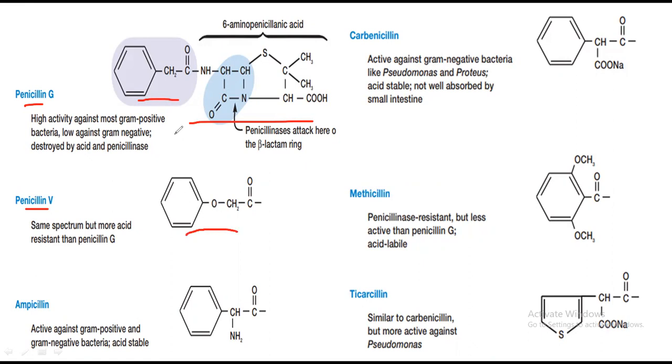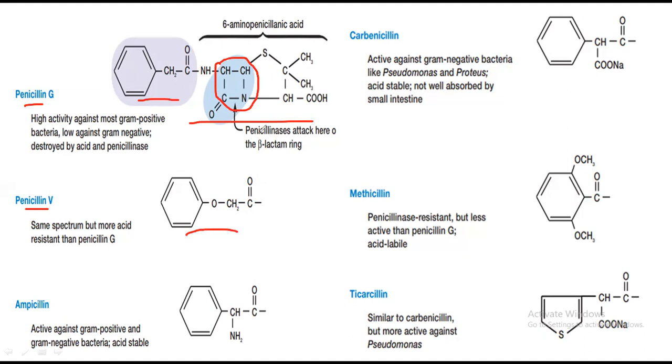Just look here, according to these 6 penicillins, this part will be slightly changed from each other, and this part is the same. Here there is a special type of ring that is known as the beta-lactam ring, and it is known that mostly this ring is involved in the antimicrobial activity.